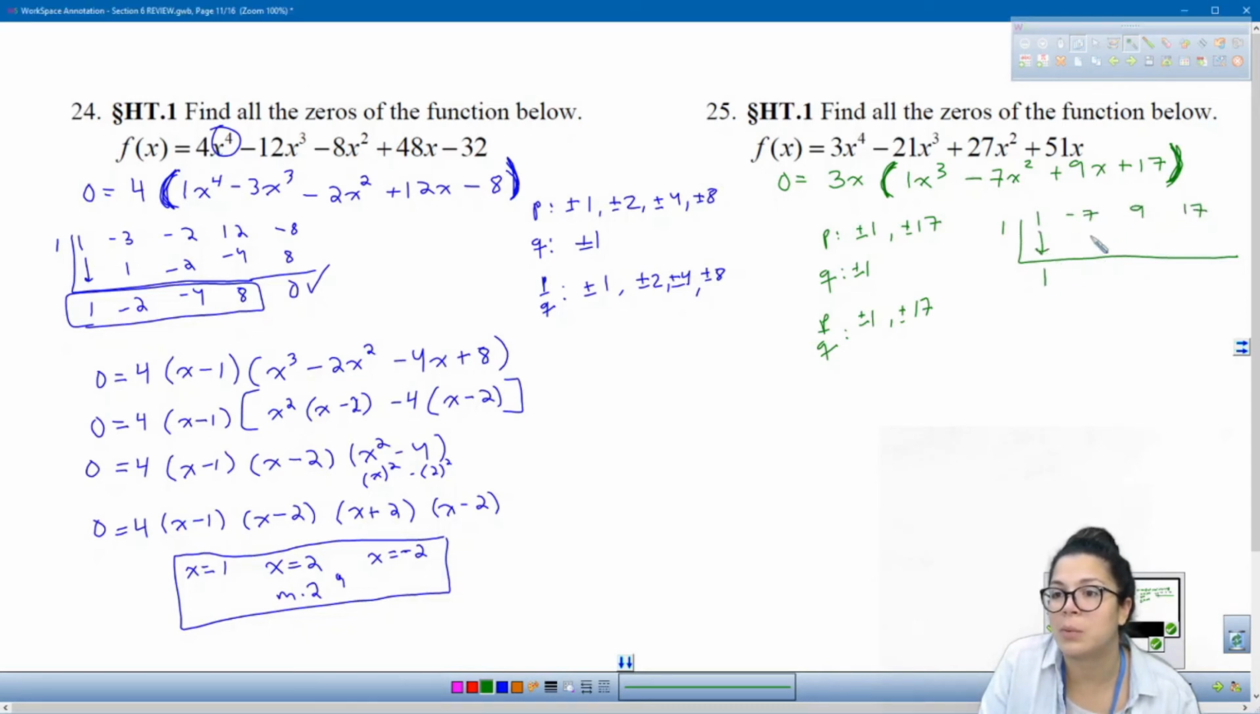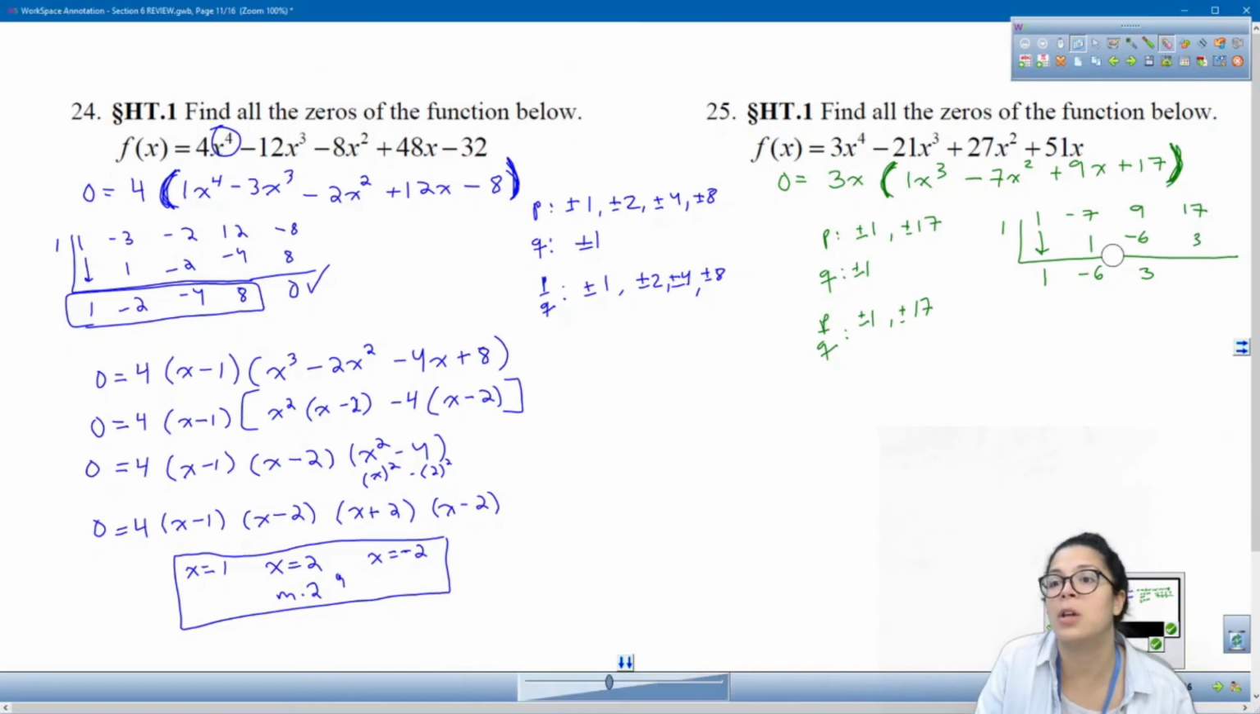Bring down 1. 1 times 1 is 1. Add vertically, we get negative 6. Multiply, we get negative 6. Add vertically, we get 3. Multiply 3. Add, not 0. So that doesn't work. Let's erase it and try the next one.